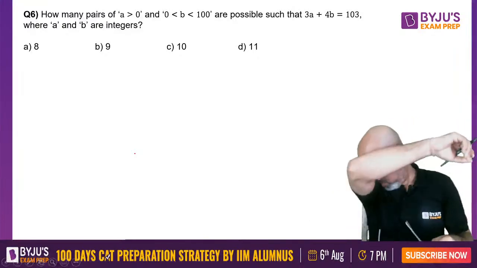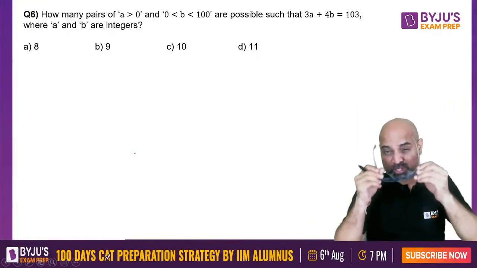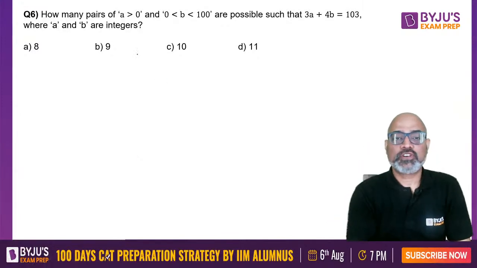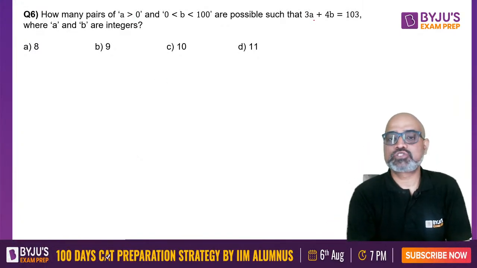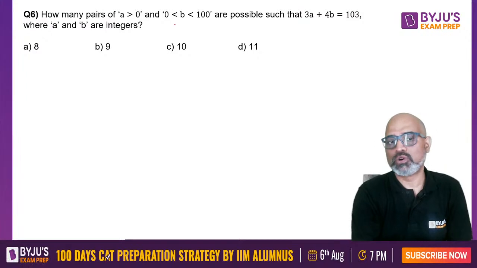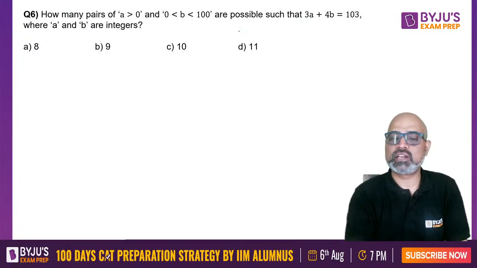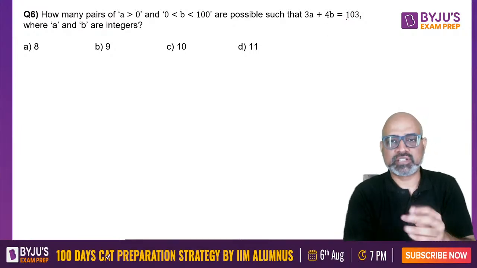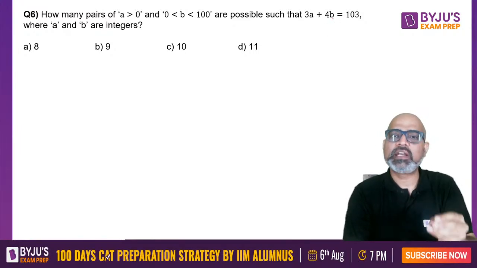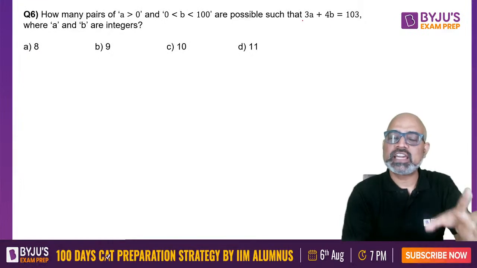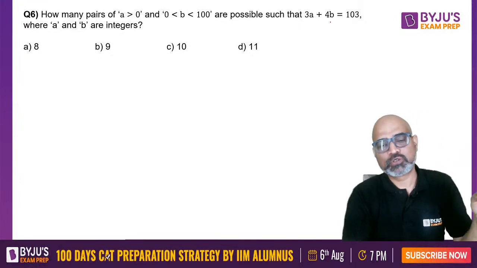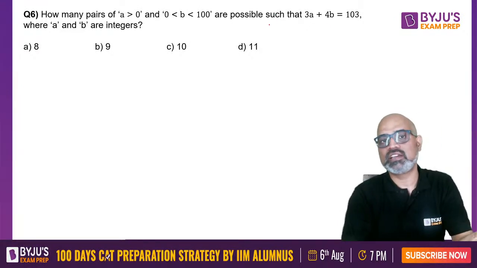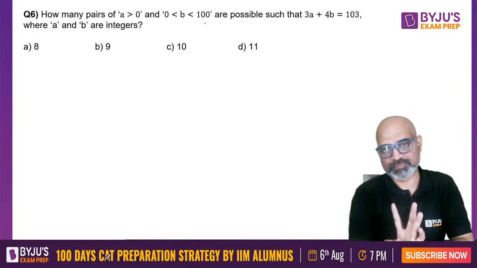So there are two ways to solve such questions. The first is A has to be greater than 0, as in A has to be a whole number, and B has to lie between 0 and 100. Tell me, can B be equal to 99 even? No. The moment B is more than 25, A becomes negative. So B anyways cannot be more than 25. So it is already written here, right?